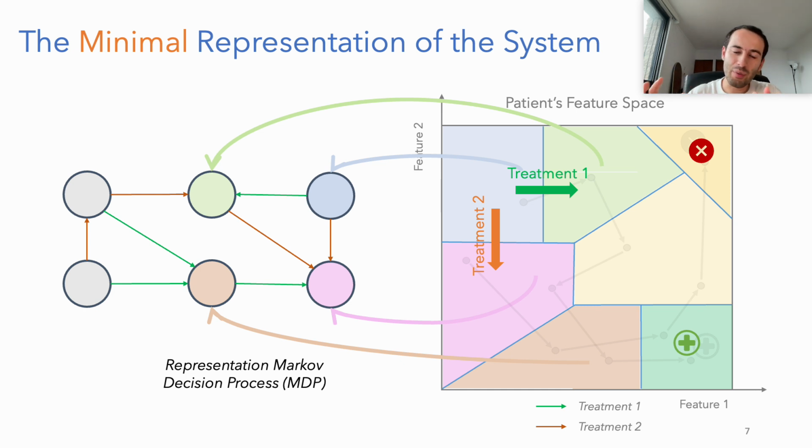So we start from this complex continuous state space dynamic system on the right here, and then partition it to learn a reduced, discrete, more concise Markov decision process representation that summarizes the dynamics of this system.